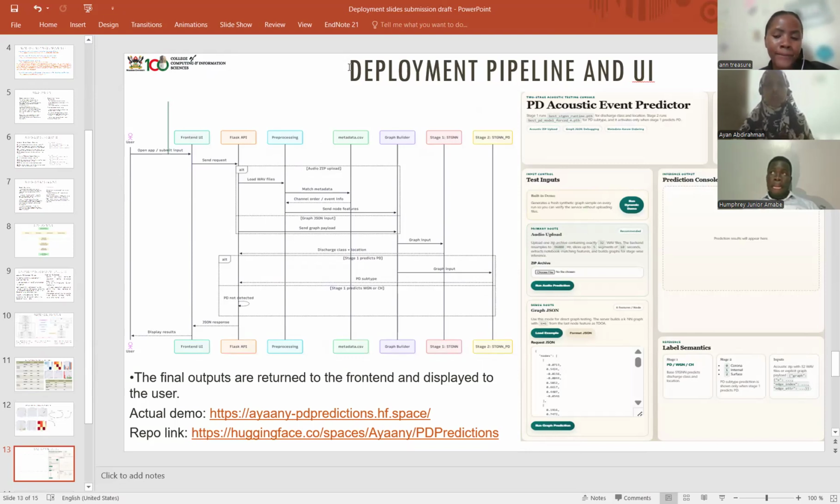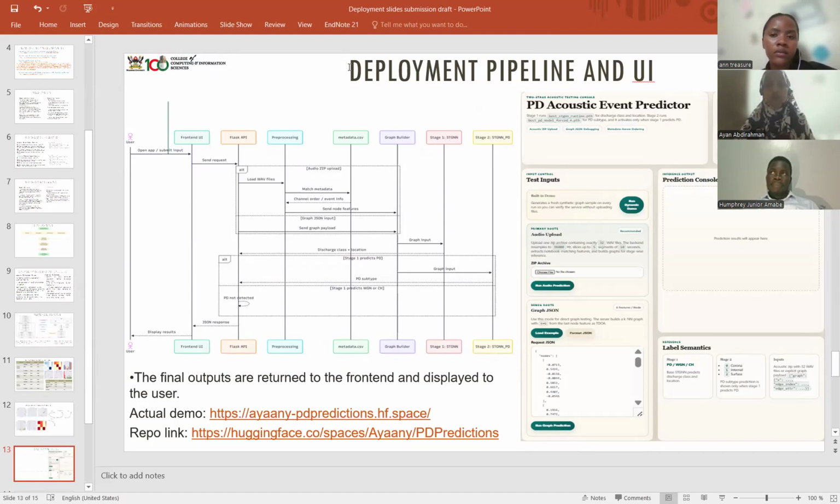So the deployment architecture, first of all, is divided into several main components, which I'm going to talk about according to the sequence diagram. The first component is the front end. This allows us to upload our zipped files and also test the system using graph.json input and view the predicted results in a clear format. So basically, the front end is responsible for collecting input, then sending it to the back end and displaying the result returned by the two models.